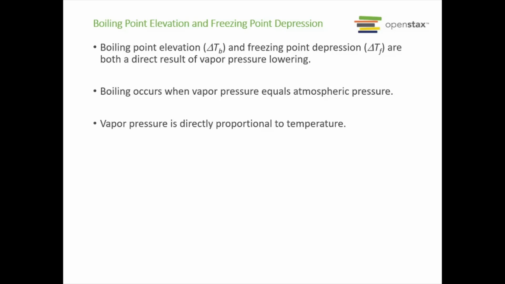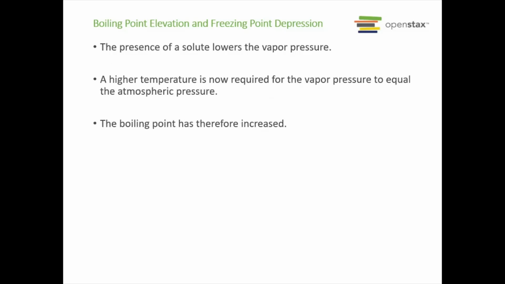So these are both a direct result of lowering that vapor pressure. Remember, boiling occurs when the vapor pressure equals atmospheric pressure, and that vapor pressure is directly proportional to temperature. We add in a solute, we lower the vapor pressure. So now we need a higher temperature to get that vapor pressure to equal atmospheric pressure, increasing our boiling point.